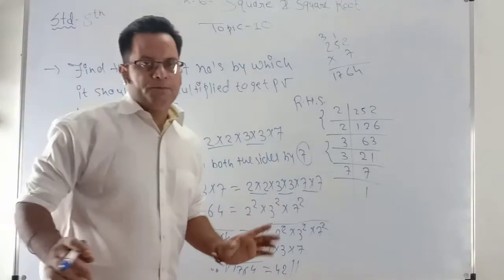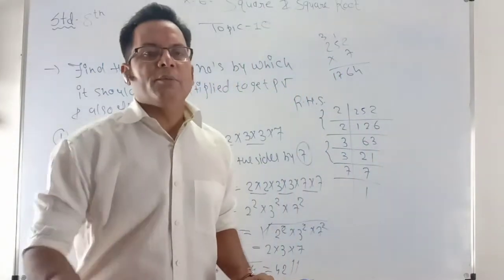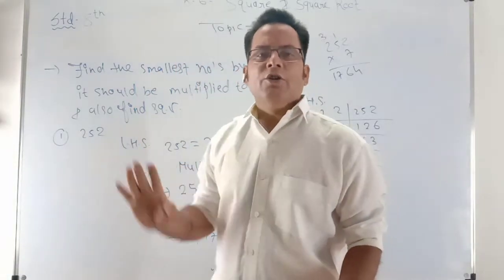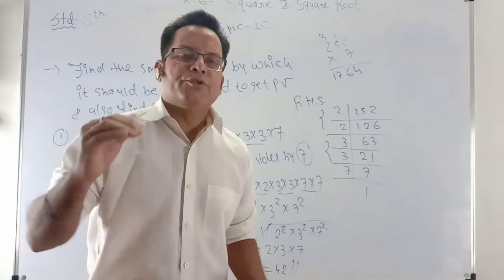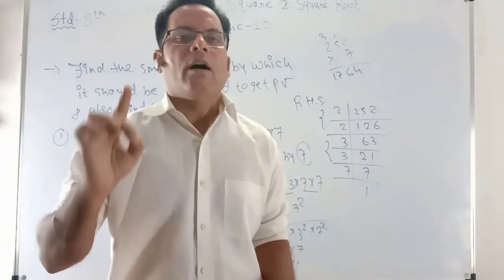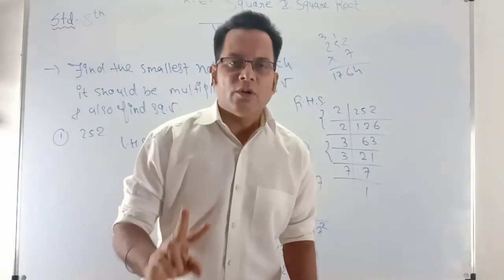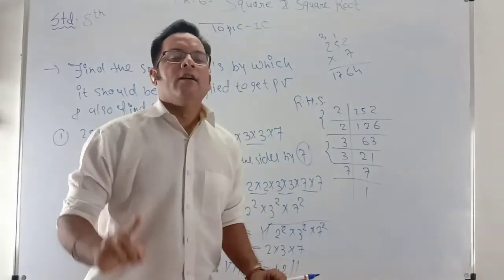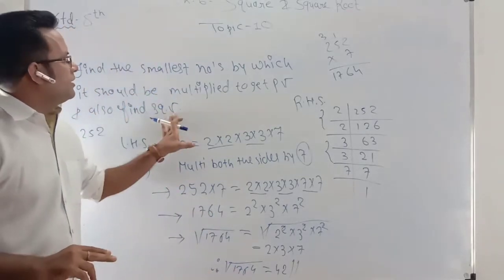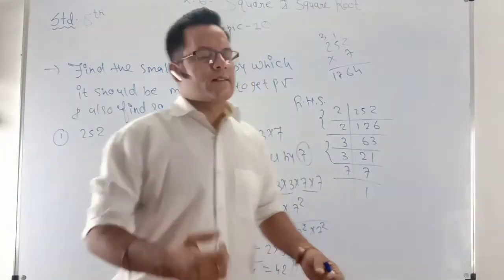So this method: find the smallest number by which it should be multiplied, means you should understand the given number is not a perfect square. You have to make the factors, and then you have to check which number is unpaired. Same number you have to multiply to both the sides, and then you can find the square root of the given number. So this is all about this method in which you have to find the smallest whole number. Just take a look, students.